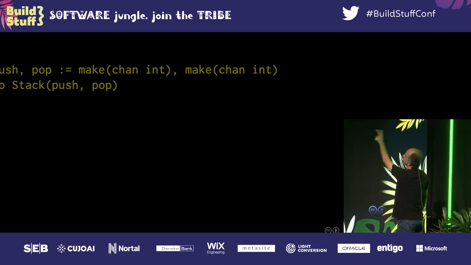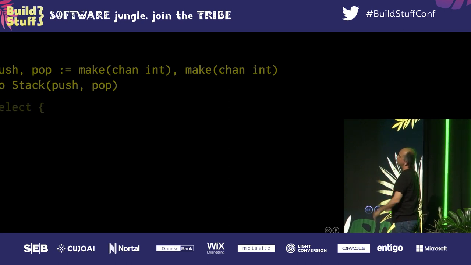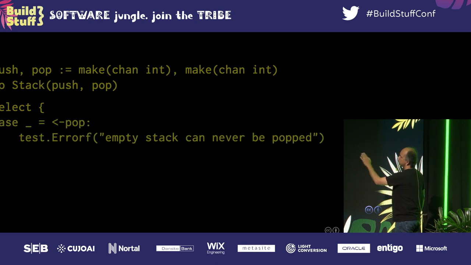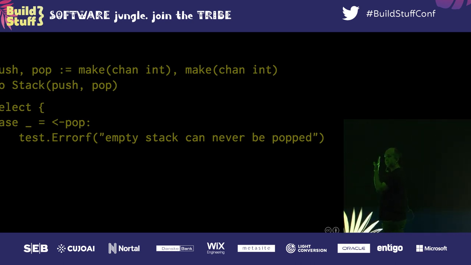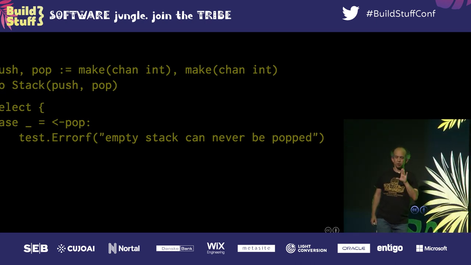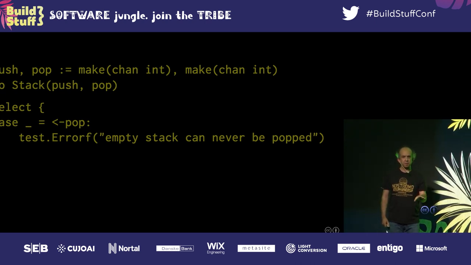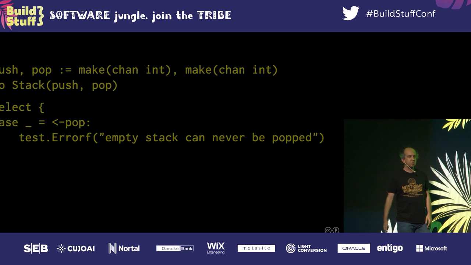So we're going to get our two channels, we're going to launch a stack, and now we are going to test it with a select statement. And what we're going to do is we're going to try and pop. Now, if the pop operation is successful, then it means that it's incorrectly implemented. We should not be able to pop. The stack is empty. We're not allowed to pop. So if anything comes back from the pop channel, that fails the test.